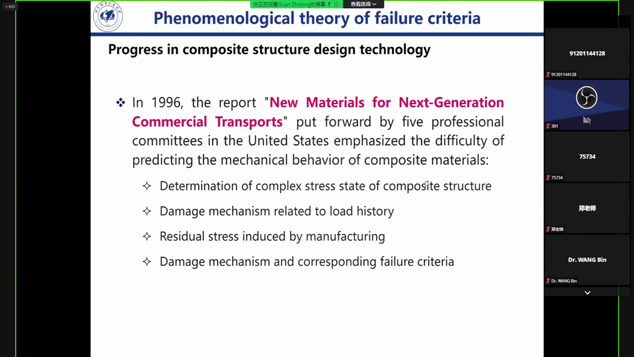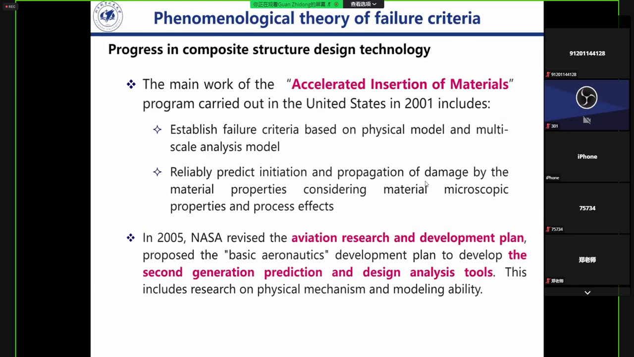The concept of the strength criteria based on the damage mechanism is clearly proposed here. The report had an important impact on our research work at that time. The main work of the Accelerated Insertion of Materials program carried out in the United States in 2001 includes establishing failure criteria based on the physical model and multi-scale analysis model, and reliably predicting initiation and propagation of damage by material properties, considering material microscale property and process effects. I think this idea was very enlightening at that time, and the complexity of the failure mode and the importance of failure process of composite material have been recognized. It did guide the development direction of the research of composite material criteria later.